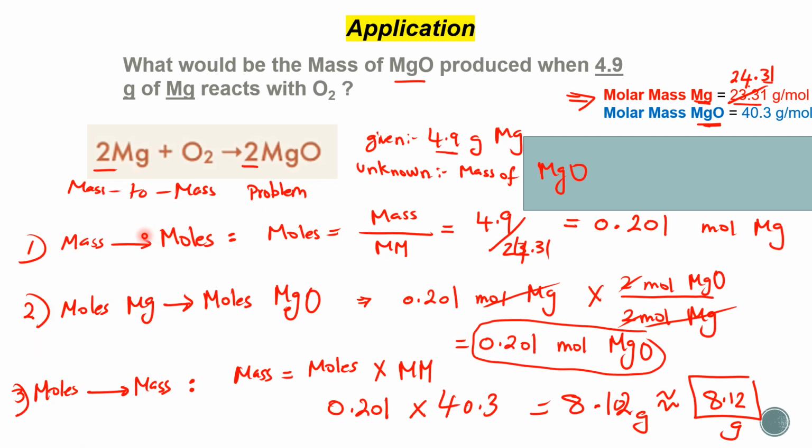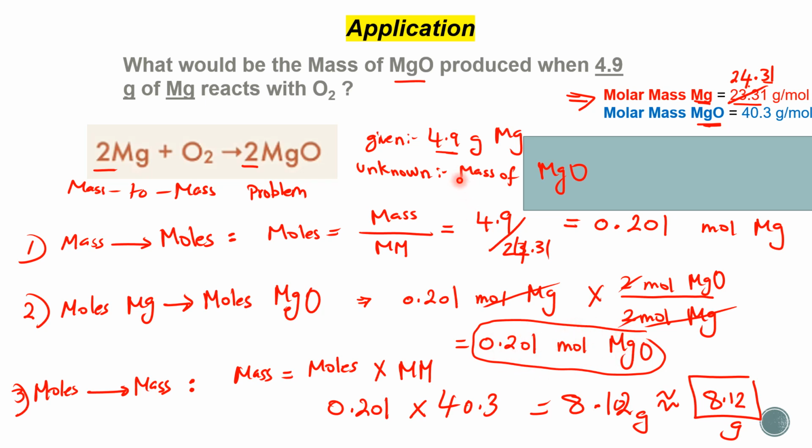The first step is to find the moles of Mg, because that's what they gave us, right? They give us the mass of Mg, so we need to find its moles. So the moles equals mass divided by the molar mass, which is 4.9 divided by, what's the molar mass of Mg? 24.31. Now you have the moles of Mg. Now step number 2 is go from the moles of Mg to the moles of MgO, اللي هو unknown. So 0.201 times, نشوف ال coefficients of MgO, نحطه فوق, coefficient of Mg, put it down, multiply, and then you have the moles of MgO.